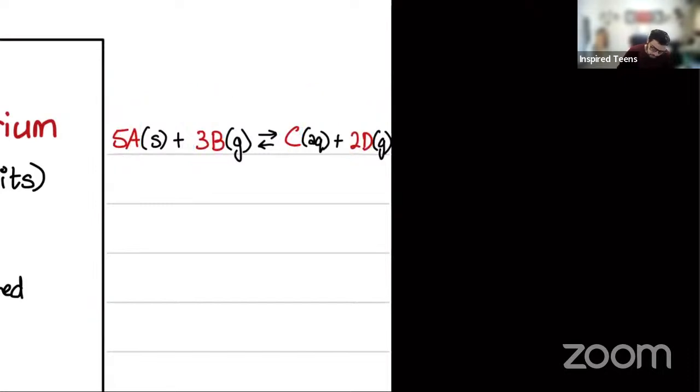Okay, so just pretend that A, B, C, and D are chemical symbols for any chemical compound or element from the periodic table, but we just refer to them as A, B, C, or D. Now, we have molar ratios given. 5A, which is a solid, plus 3B, which is a gas, gives us C, which is aqueous, and 2D, which is gas. Now, we are going to formulate a Kc equation.